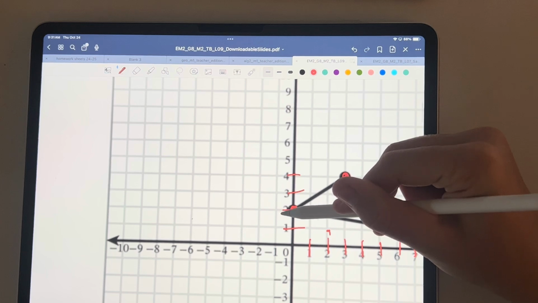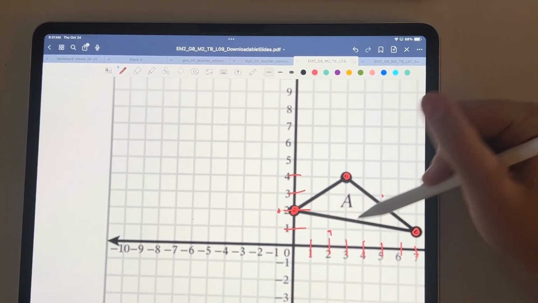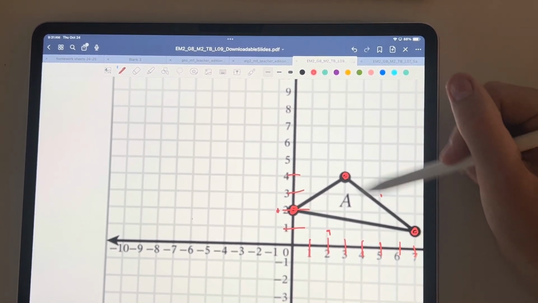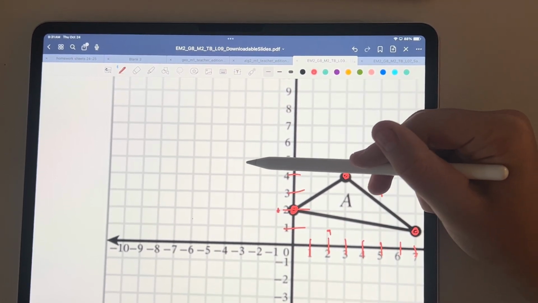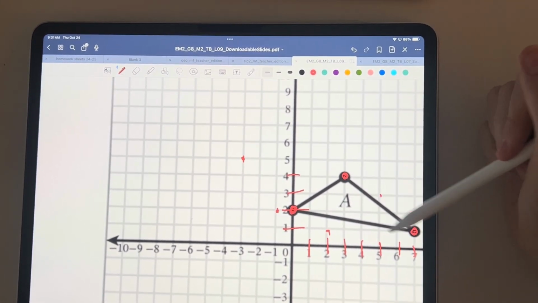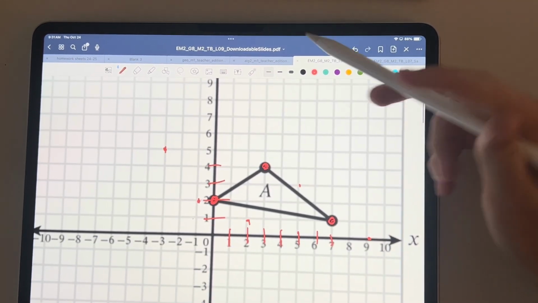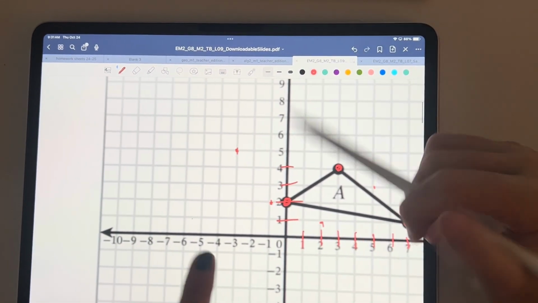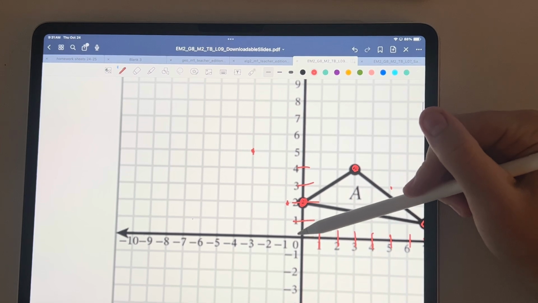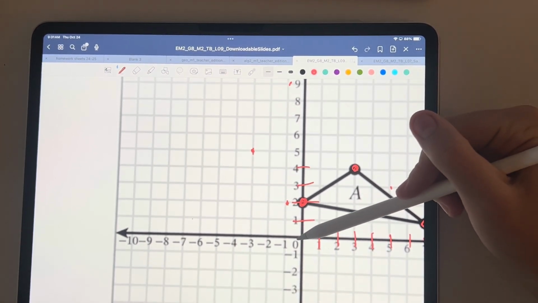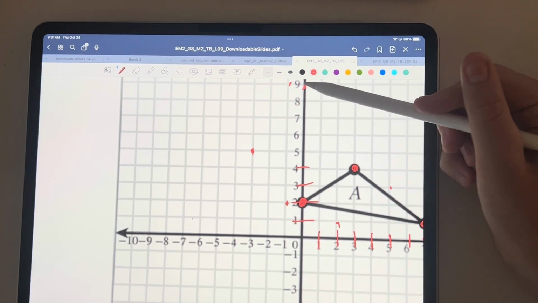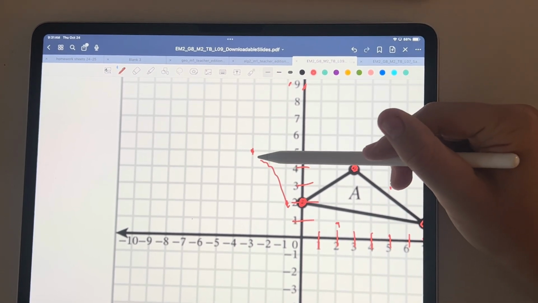It's right there. And instead of 5, 3, it'll be negative 3, 5. Negative 3, 5. And instead of 9, 0, it's going to be 0, 9. So on the line. Yeah, there you go. And there's your new triangle.